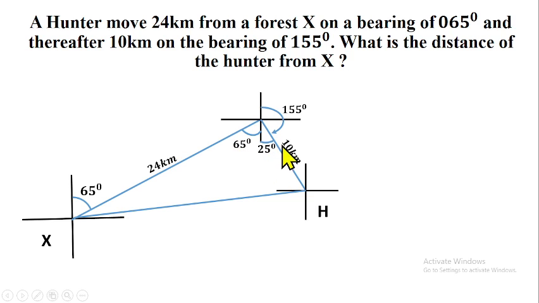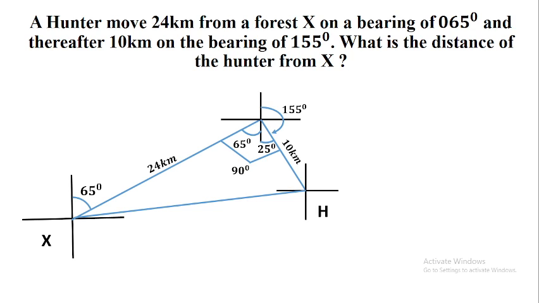So that means the total angle that will be here inside this triangle now will be what? Will be 65 plus 25. That should give us what, 90 degrees as well. So that means the angle here is 90 degrees. So that means this triangle is also a right angle triangle.